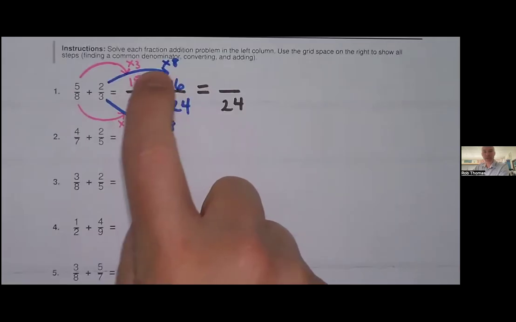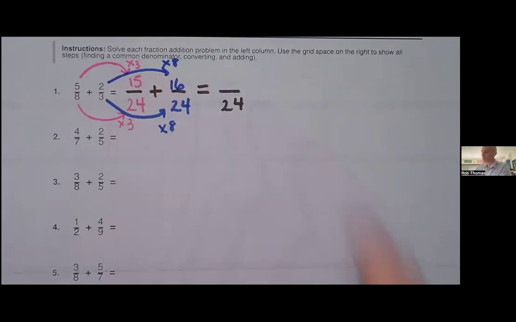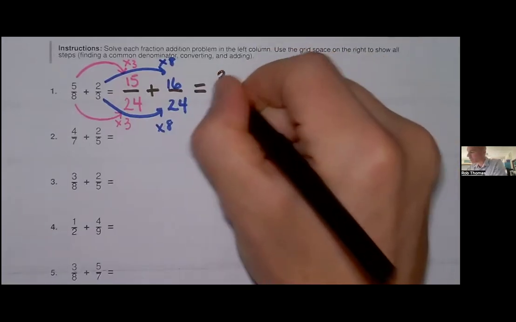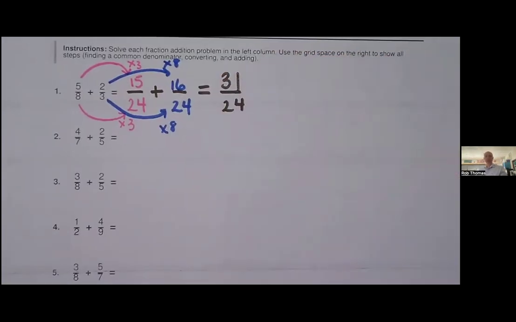We do add the numerators, though, the numbers on top. 15 plus 16 is 31. Let me get my black marker. And boom, there's our answer, 31/24.